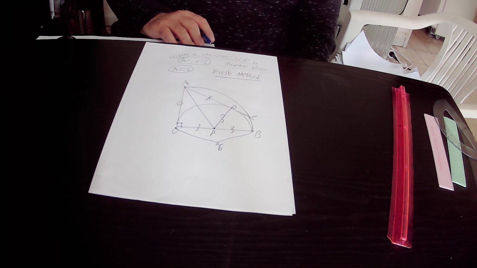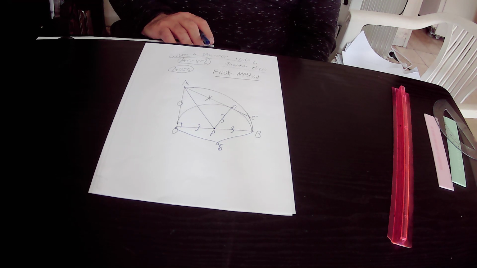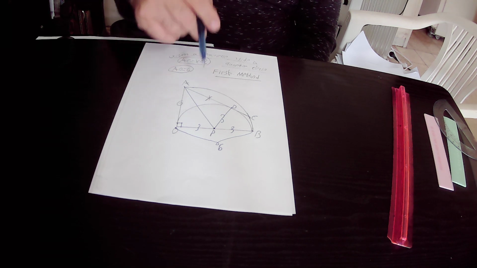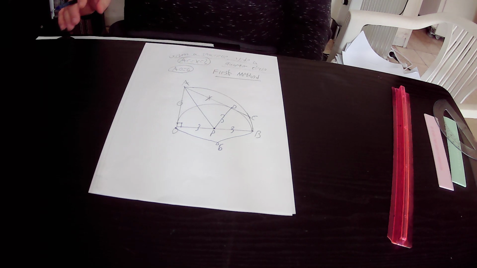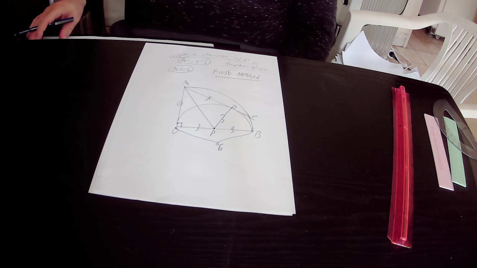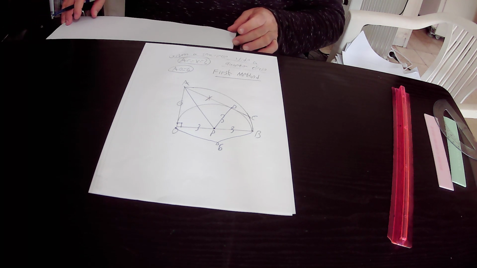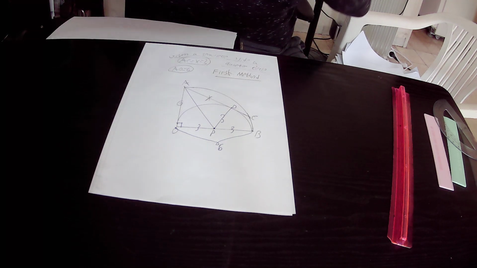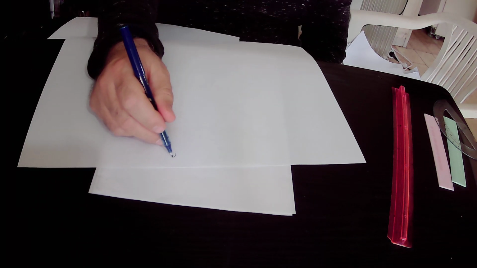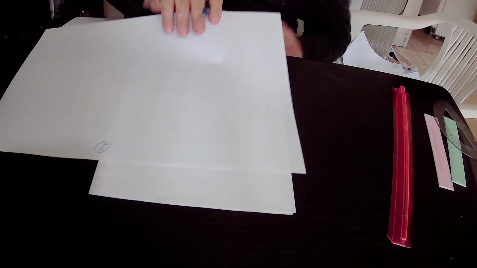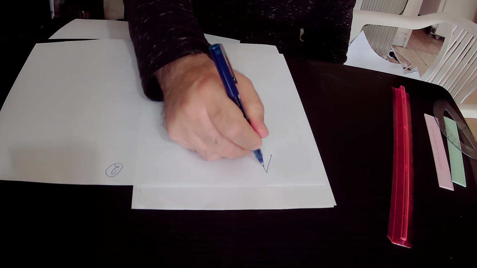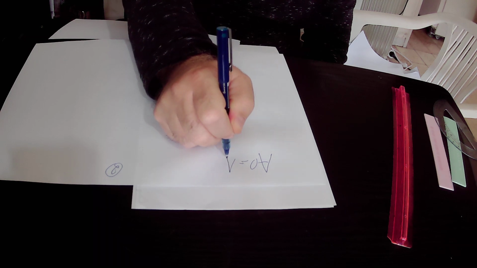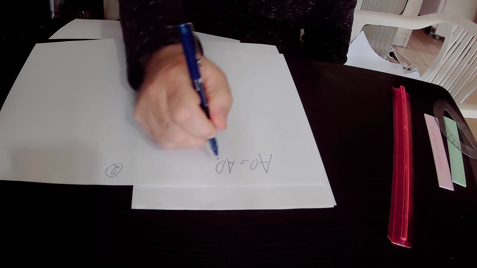Then, according to rule number 1, whenever you have two tangents to a circle from a common external point of that circle, then the length of those two tangents will be equal to each other. In this case, AO equals AD according to rule number 1. So I can write down that AO equals AD according to rule number 1.